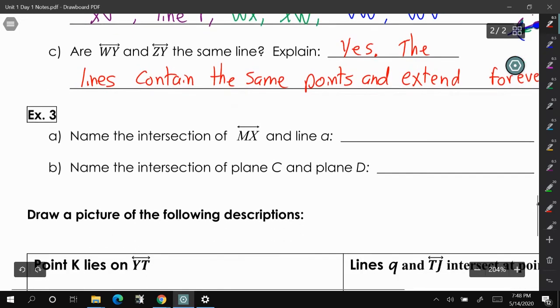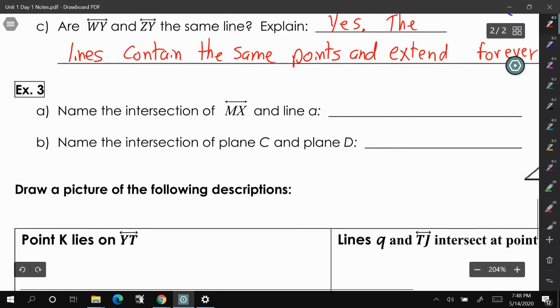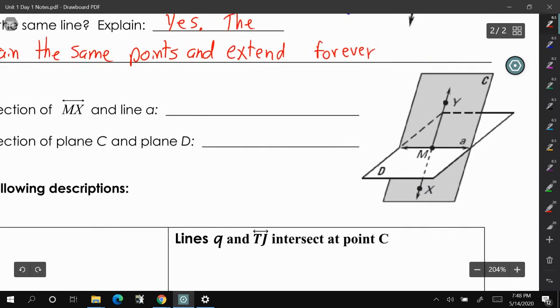All right, now example 3. Name the intersection of line MX and line A. So here's line MX, and here's line A. So where do they touch? They touch at this point here, point M.